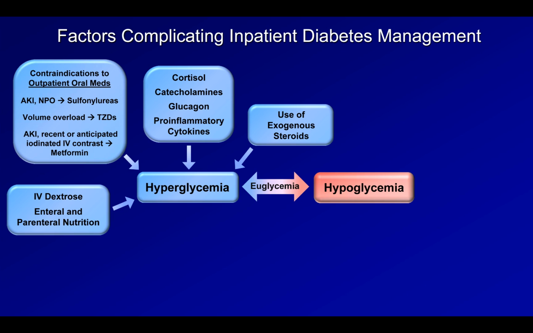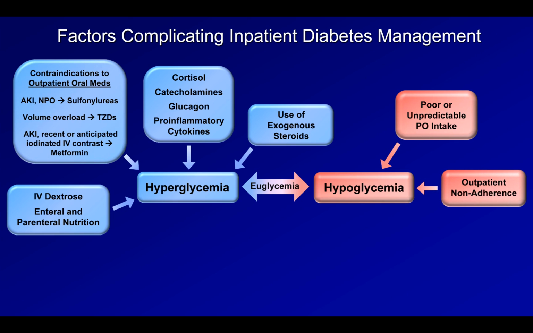In addition to the contributing factors to hyperglycemia, factors contributing to hypoglycemia include poor or unpredictable PO intake while a patient is acutely ill. Also, outpatient non-adherence can be problematic as well if a patient appears to be well controlled when he or she is secretly only taking medication some of the time or only taking some of the medications the medical staff believes he or she is taking.